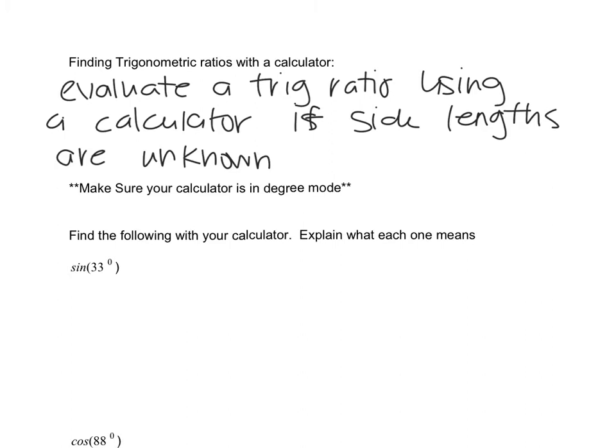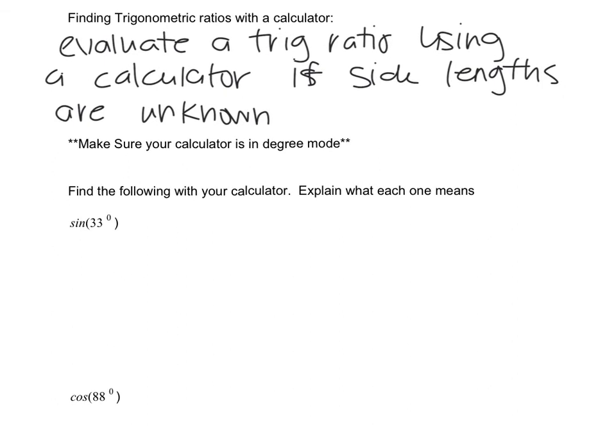So we're going to find the following trig ratios with a calculator and explain what that means. I want to know what the sine of 33 degrees is. There is a sine button on the calculator, so you hit the button, type in 33, then hit enter, and it gives you a decimal. We round to 4 decimal places, and we get sine of 33 equals 0.5446. Now, what does this mean?